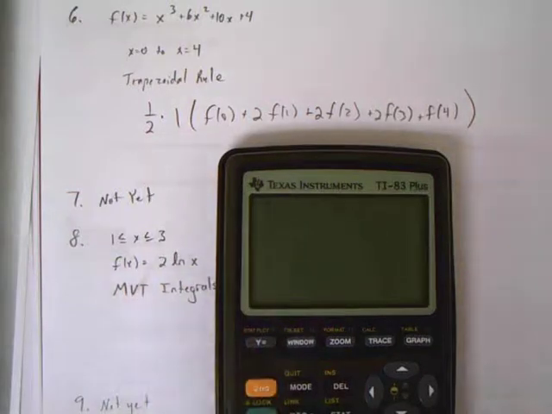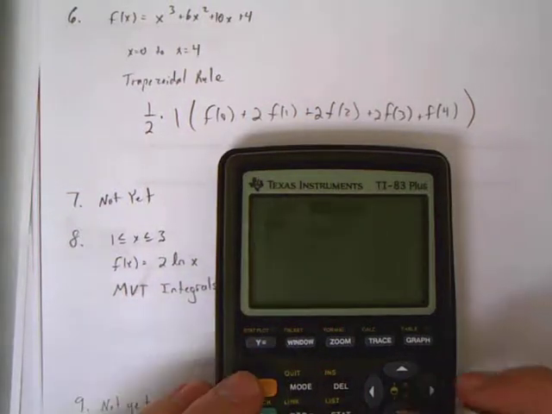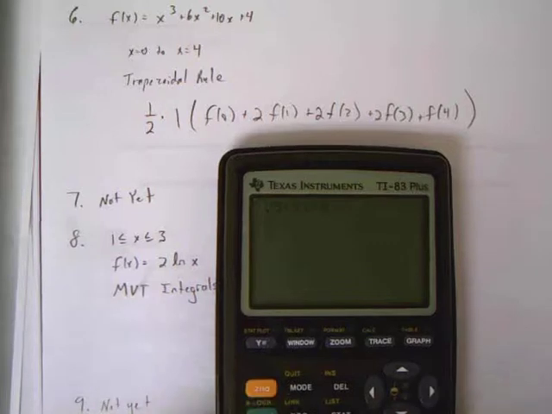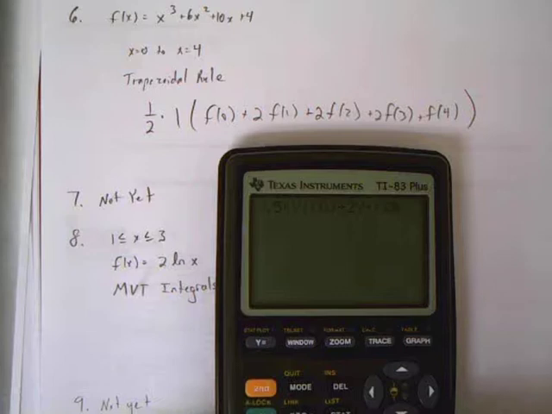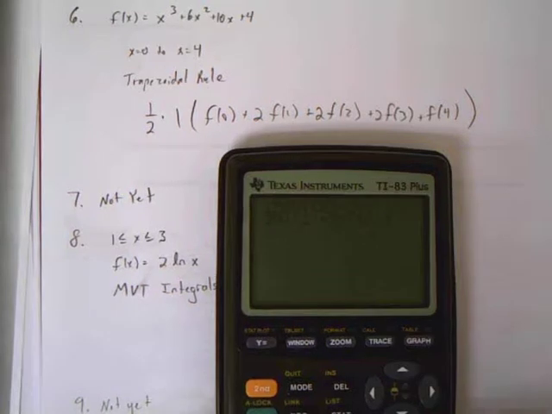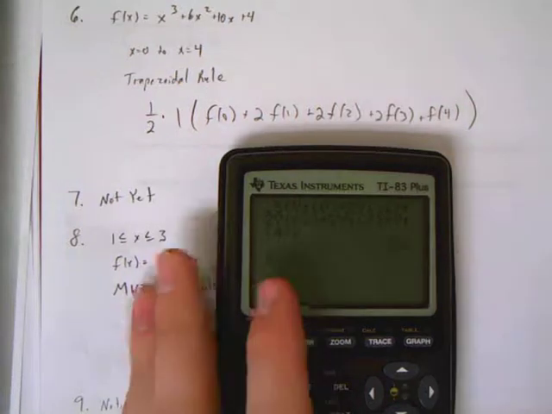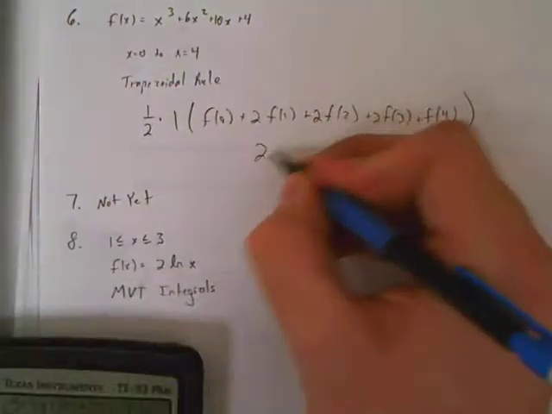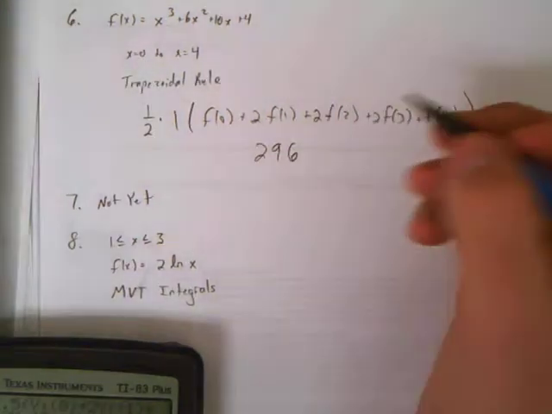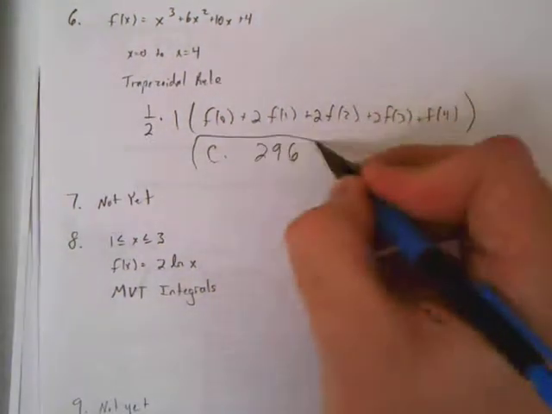And I would type that exactly into my calculator using my y1 command, because that makes it easier. So y1 of 0 plus 2, y1 of 1 plus 2, y1 of 2 plus 2, y1 of 3 plus y1 of 4, and I multiplied it by 1/2, and I get 296. 296 is C, and that's your answer.